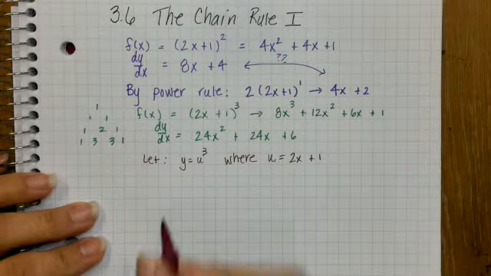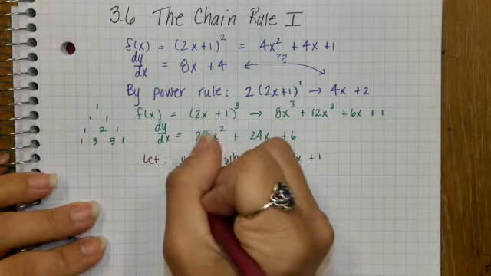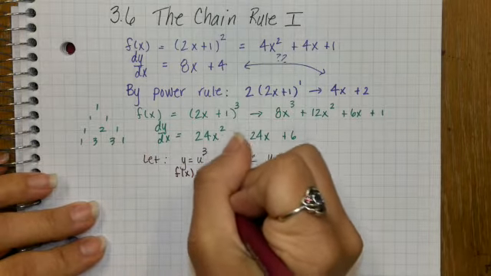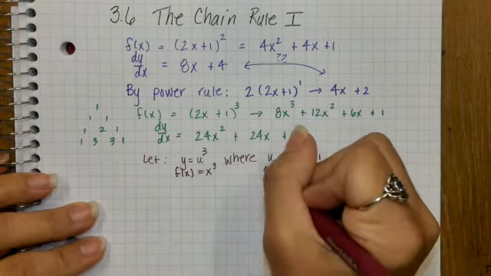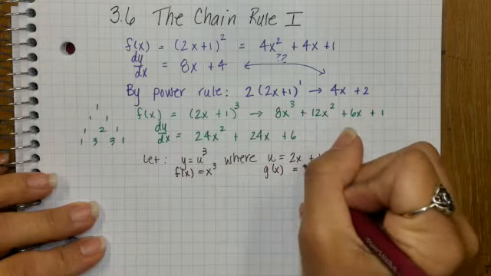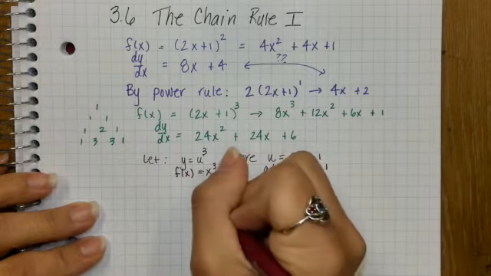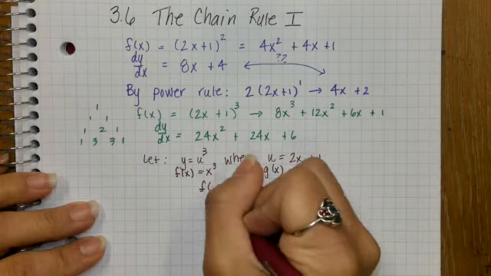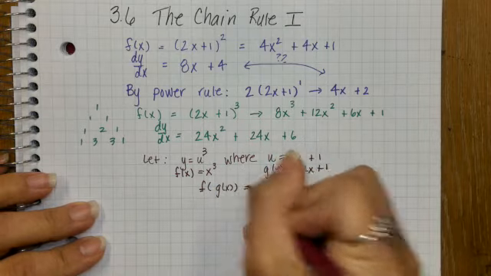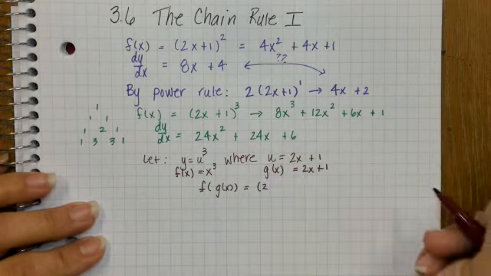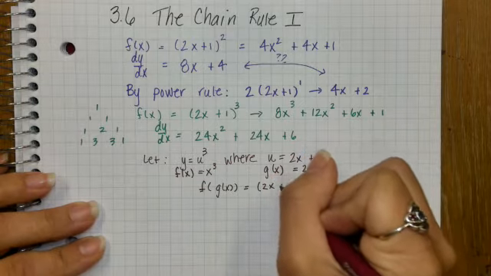This is a composite function, right? If you were to say that f of x is equal to x cubed and g of x is 2x plus 1, therefore f of g of x would be 2x plus 1 quantity cubed. So this is a composite function.